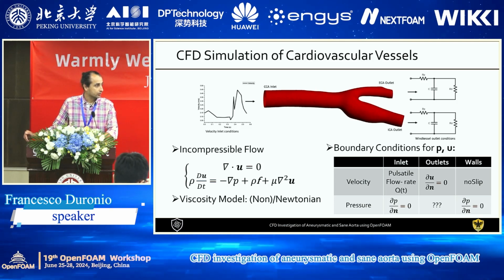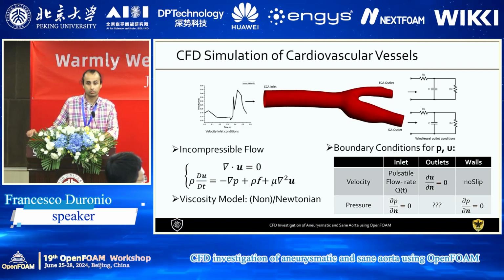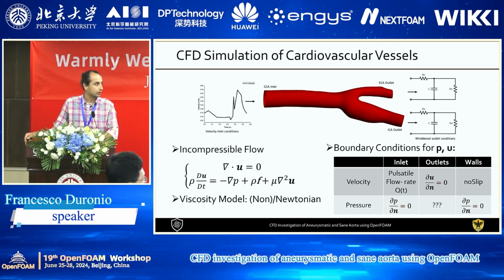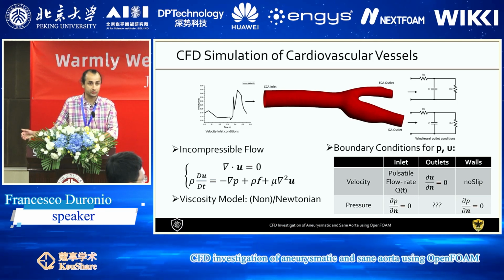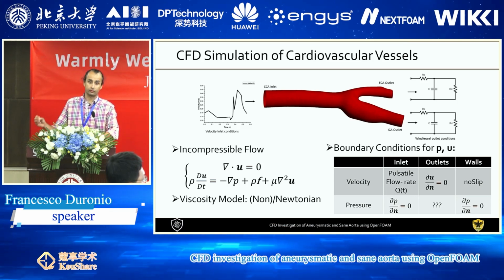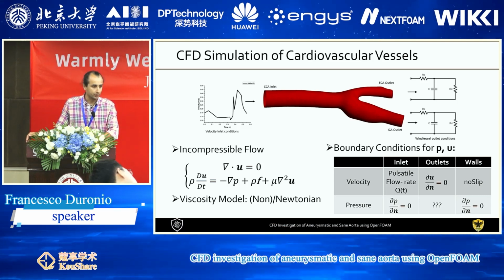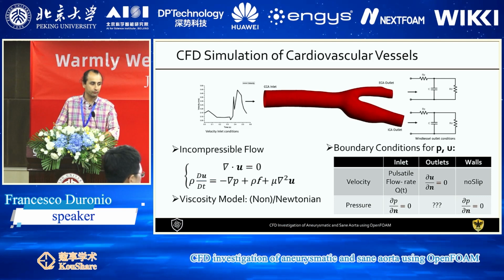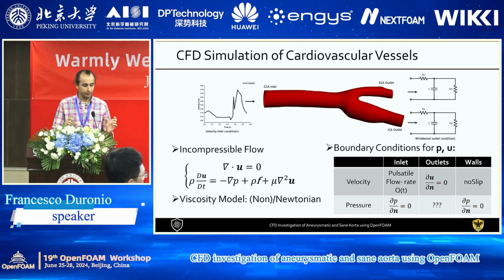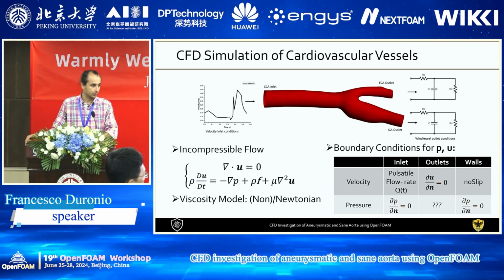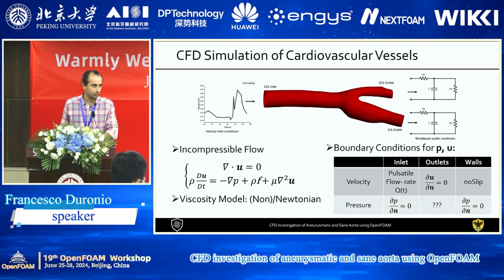Let's skip the pressure for a second and talk about the walls. At the walls, we have to resolve or model, whatever you want, the boundary layer. Otherwise, we cannot compute the wall shear stress, which we are interested in, because the stress on the tissues of the vessel depends on the wall shear stress, and so does the probability of having problems, disease, and leakage of blood.